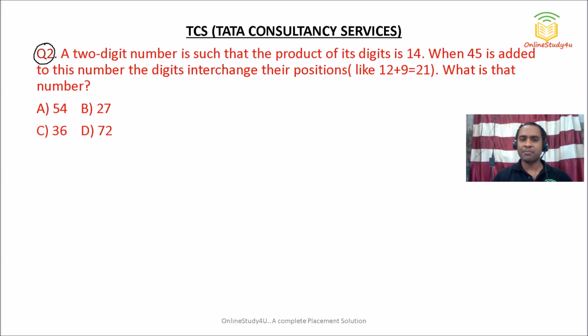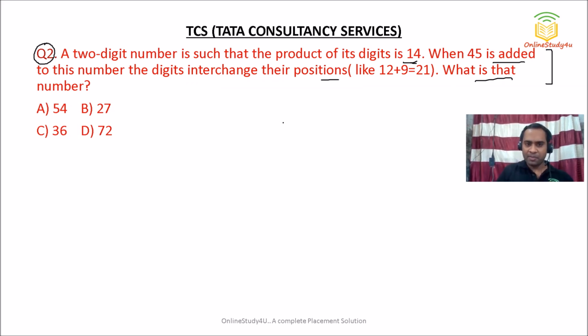A two-digit number is such that the product of its digits is 14. When 45 is added to this number, the digits interchange their positions. What is that number? Friends, frankly speaking, this problem is not tough. Then what is the problem in this question? If you know the basics from earlier, then only it will become easy for you.